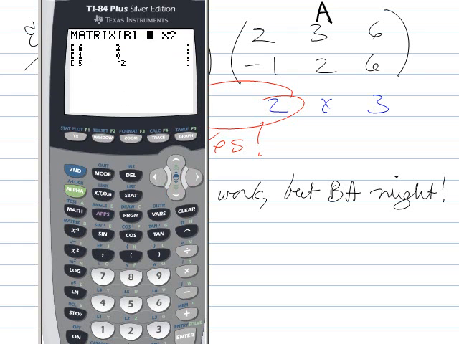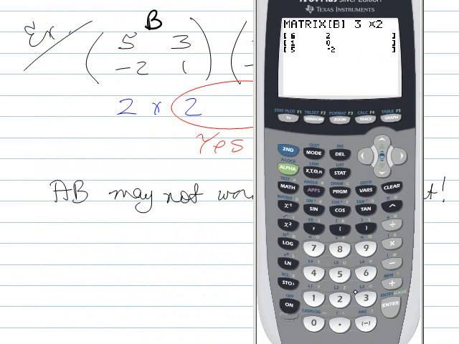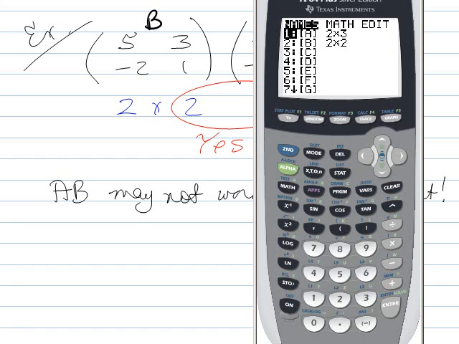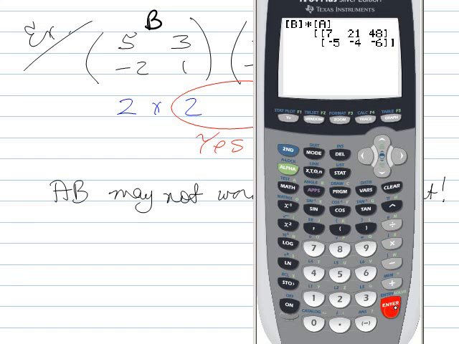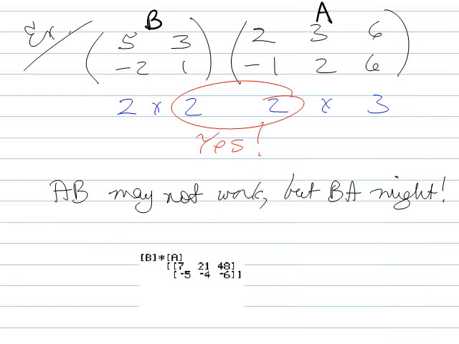Alright, now I'm going to fix the other matrix, which is a 2 by 2, and it's 5, 3, -2, 1. Okay, now I can go to home, clear those out because they're old, and now I'm going to put in B times A. So matrix B times matrix A, and there I got an answer. And I'm good to go.